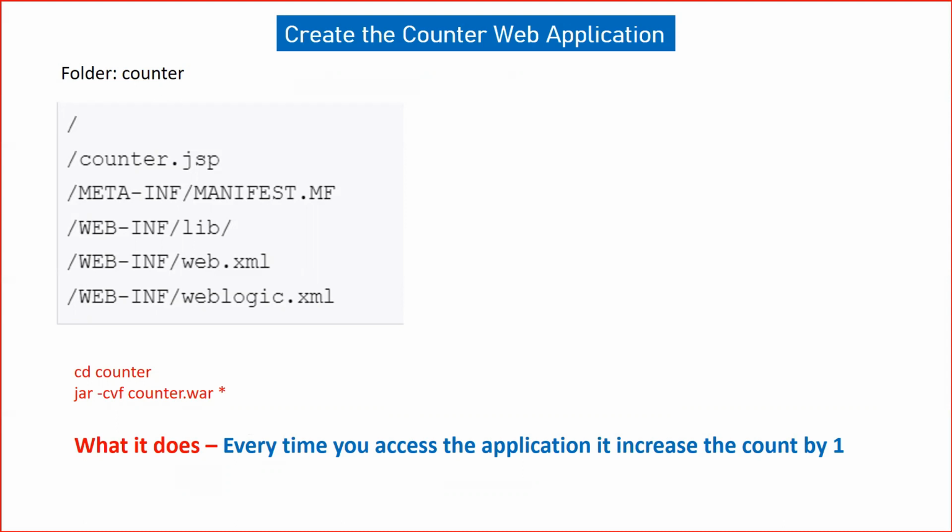Then, to create this particular WAR file with the help of our content, the command is the jar command. With the help of jar, use cvf and the name of the WAR file, and then all the content I have specified with a star. This is the command to create a WAR file.